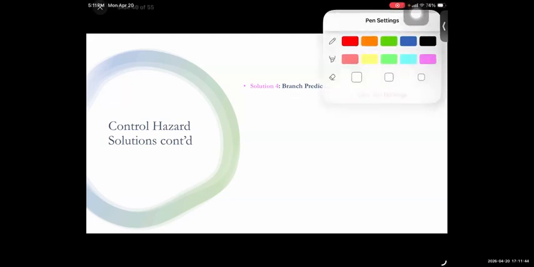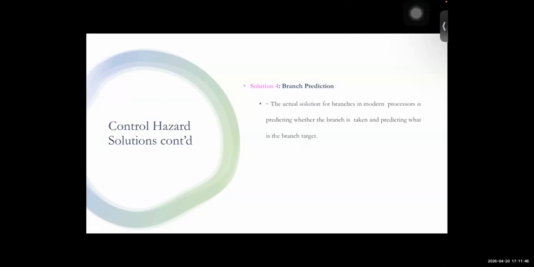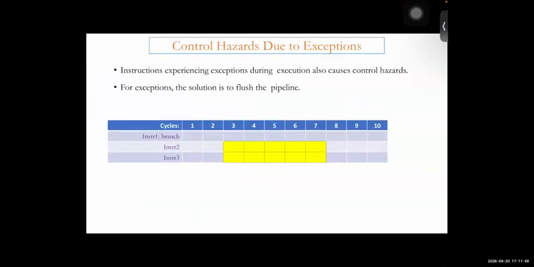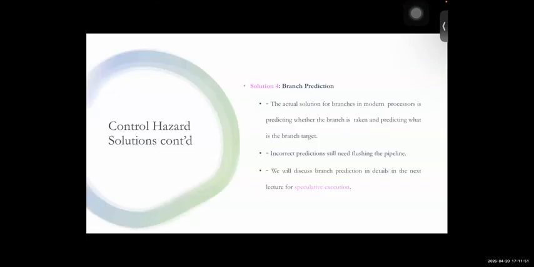The final solution is branch prediction. This branch prediction is actually a guessing part, adding additional or parallel hardware to predict whether the currently executing branch will be taken or not taken. We will discuss the branch prediction in detail in the next class. Okay.